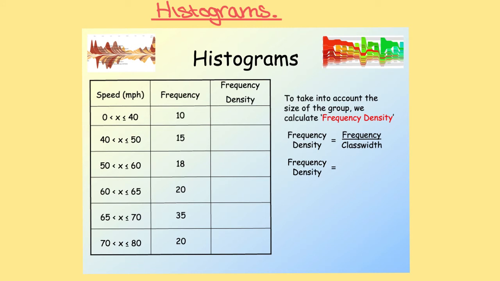Let's do another one. This one is regarding speed. To take into account the size of the group, we calculate frequency density. Frequency density is equal to frequency divided by class width. So the first one, the frequency density is 10 divided by 40, 0.25. The second is 15 divided by 10, which is 1.5.